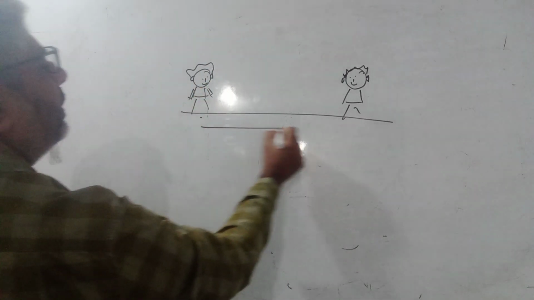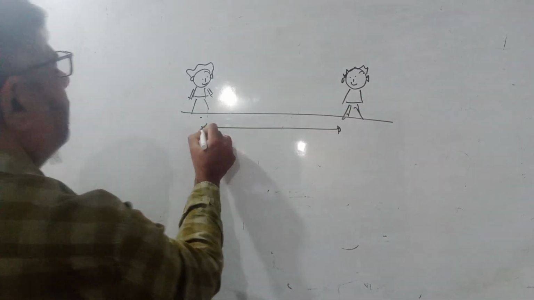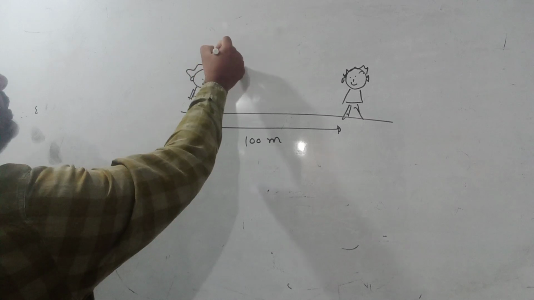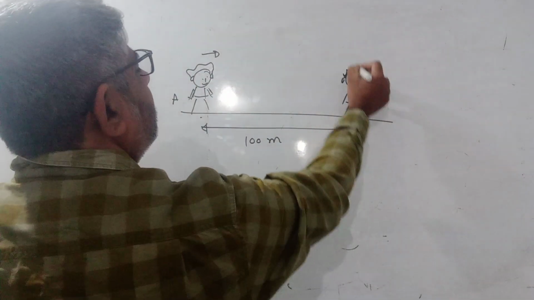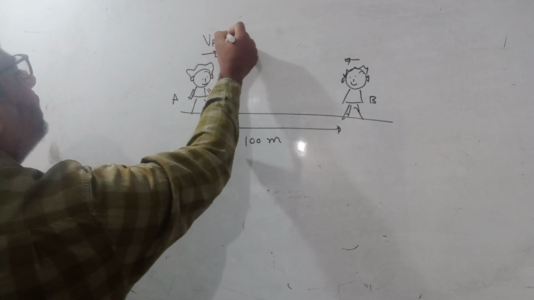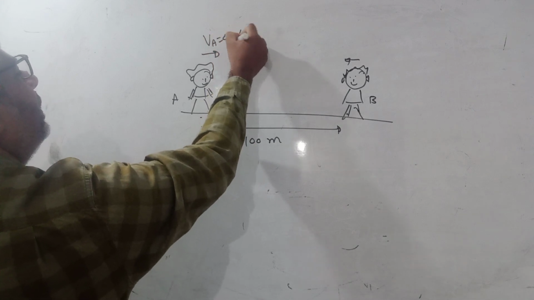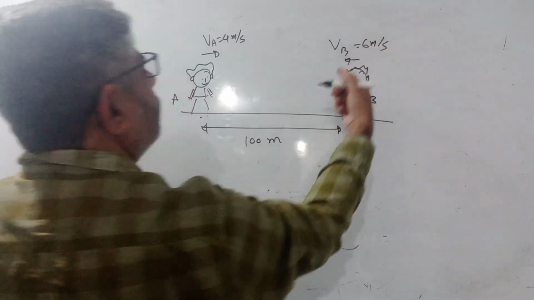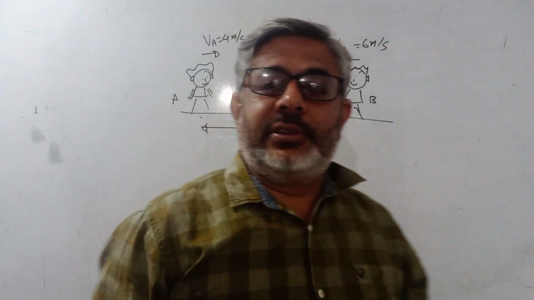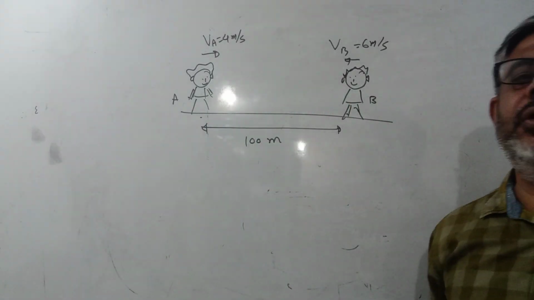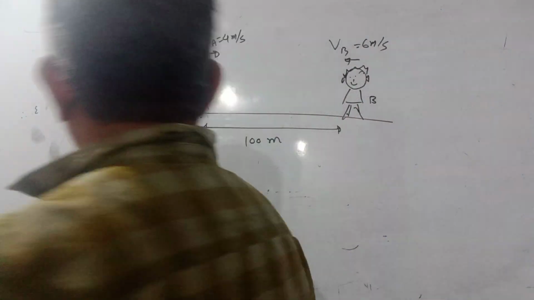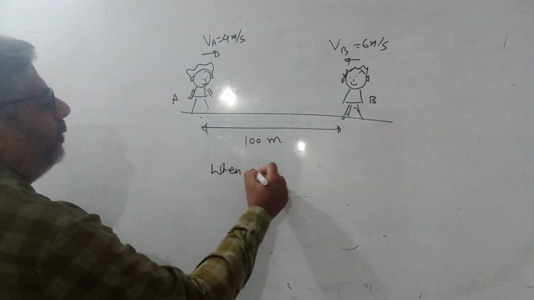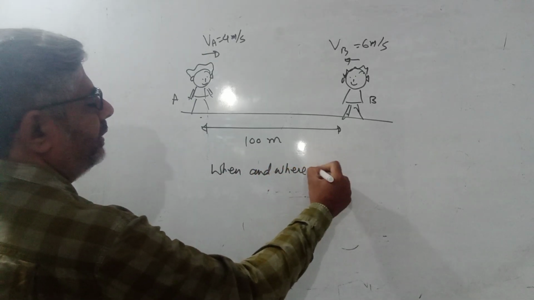Now suppose the separation between these two is 100 meters. Now suppose he is A, once again he is B. So velocity of A is 4 meters per second and velocity of B is in this direction, which is 6 meters per second. So B is moving pretty fast. Fast means not very fast, but almost running. 6 meters per second is almost running. He is also running slower. Now the question is, when and where do they meet?